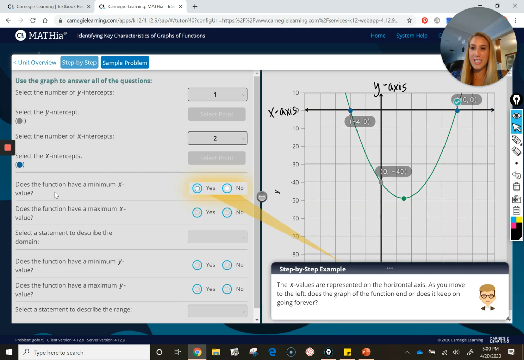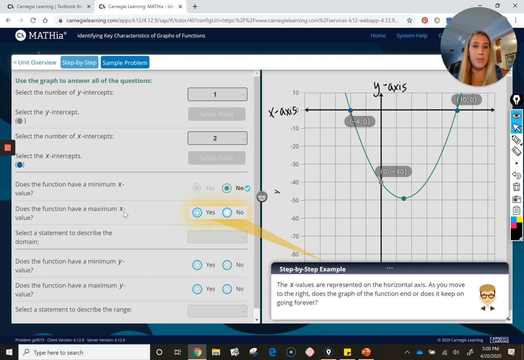All right, what's the minimum x value? I'm not really sure, so I'm going to go ahead and hit the hint. The x values are represented on the horizontal axis. As you move to the left, does the graph of the function end, or does it keep on going forever? When I go to the left, it's still going, and it will continue to the left forever and ever. I would say that it does, because there's no reason that it should stop. Therefore, there would be no minimum x value.